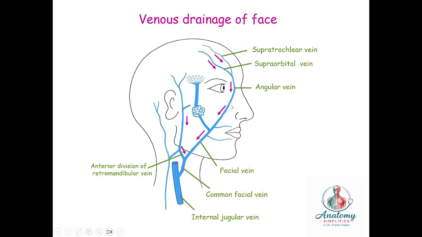from here onwards it will be called the facial vein, to which various veins from the sides, like veins from the cheek and veins from the nose, are entering, and this facial vein is running down obliquely. It will also get veins from the upper lip and lower lip, and finally it passes in the neck. In the neck, this vein will be joined by the anterior division of the retromandibular vein to form the common facial vein, and the common facial vein enters into the internal jugular vein. It ends over there. So this is how the venous blood from the face is drained.